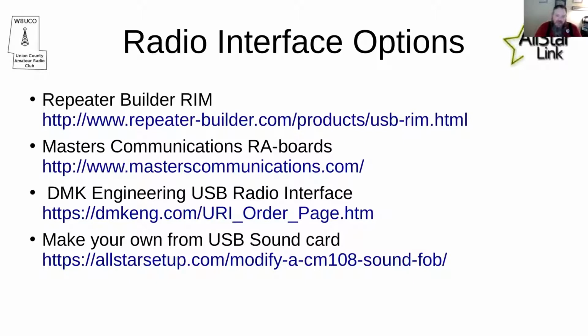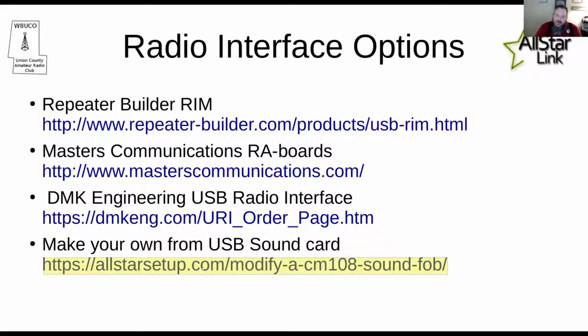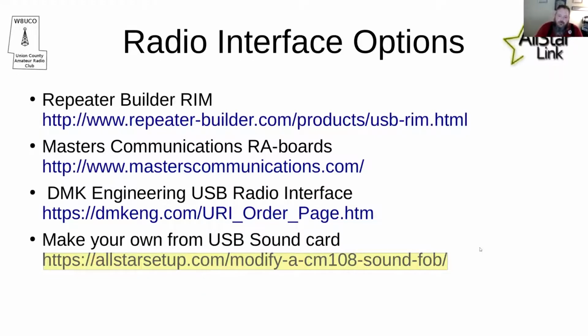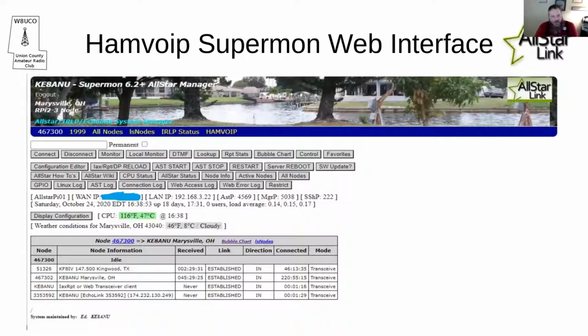DMK Engineering has a USB radio interface. They call it a URI, and a lot of people use that. And there's also information on the web that can show you how to take a cheap USB sound card and wire it up and make your own radio interface with it. So you have a lot of different options to get a radio hooked up to an Allstar node.